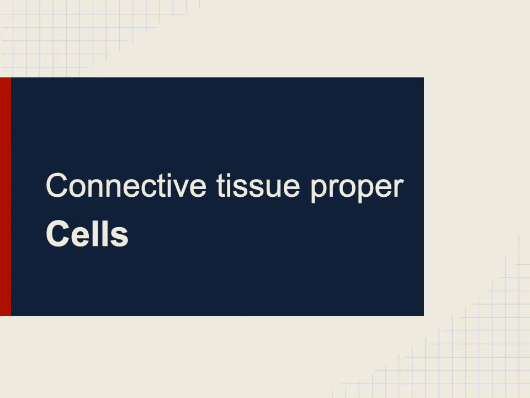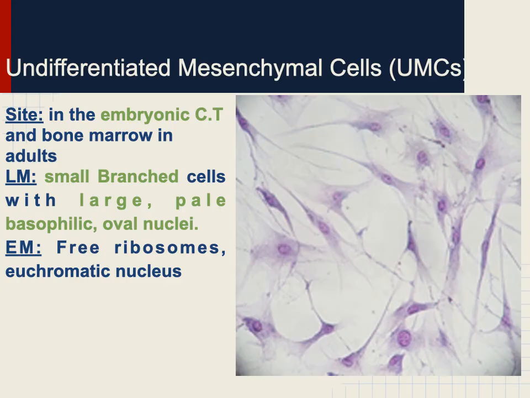As we know, it is formed of three elements: cells, fibers, and matrix. The first element is the connective tissue cells. The first type of cell, the mother cell of the connective tissue, is the undifferentiated mesenchymal cells. They are present mainly in the embryo, and in adults in certain areas like the bone marrow.